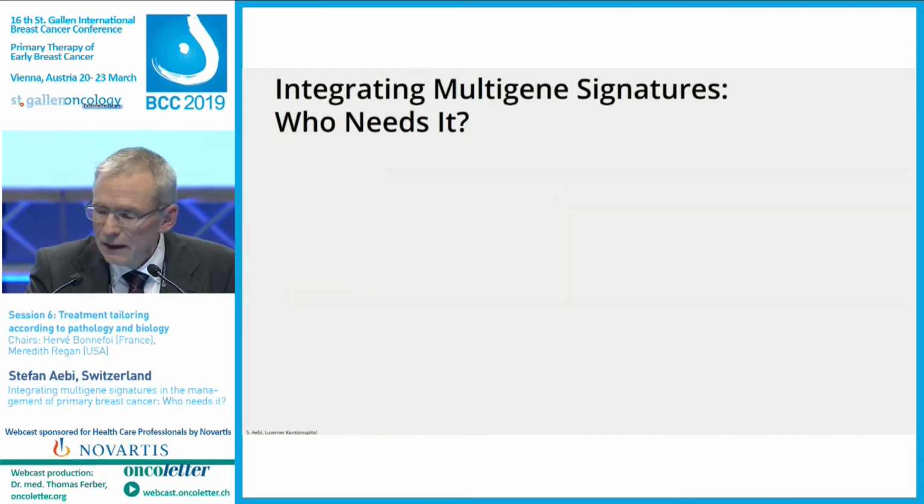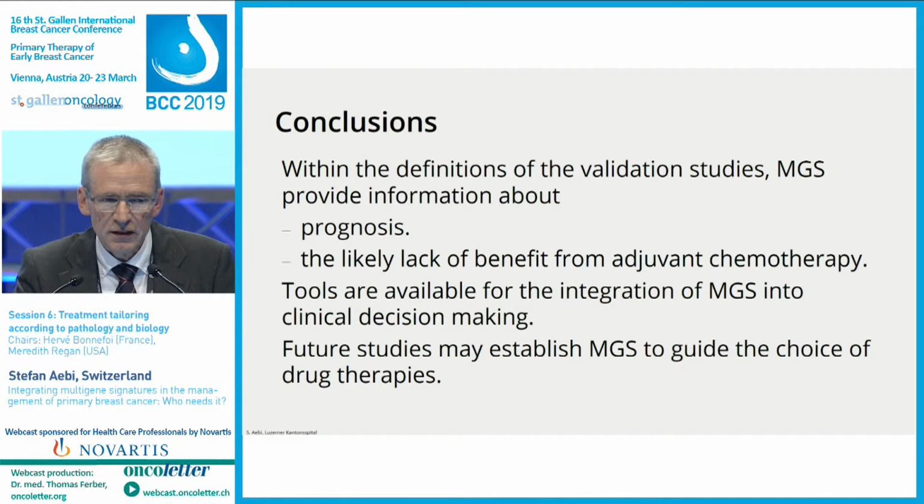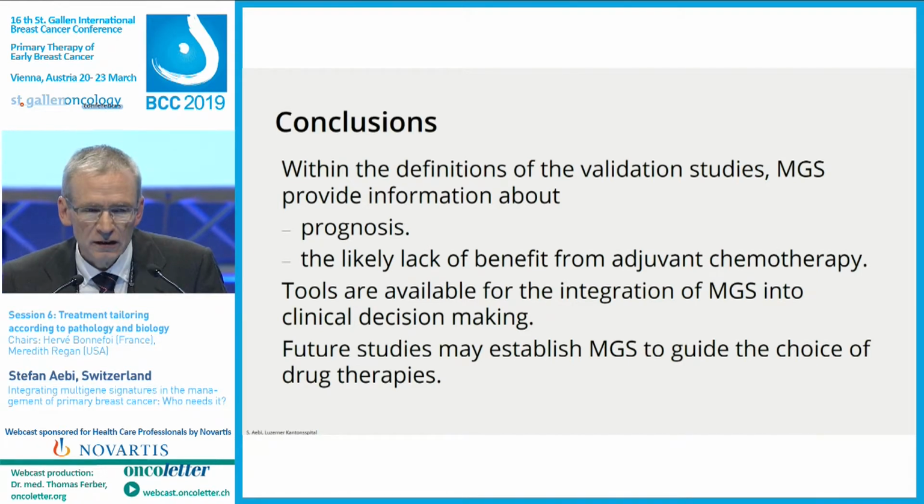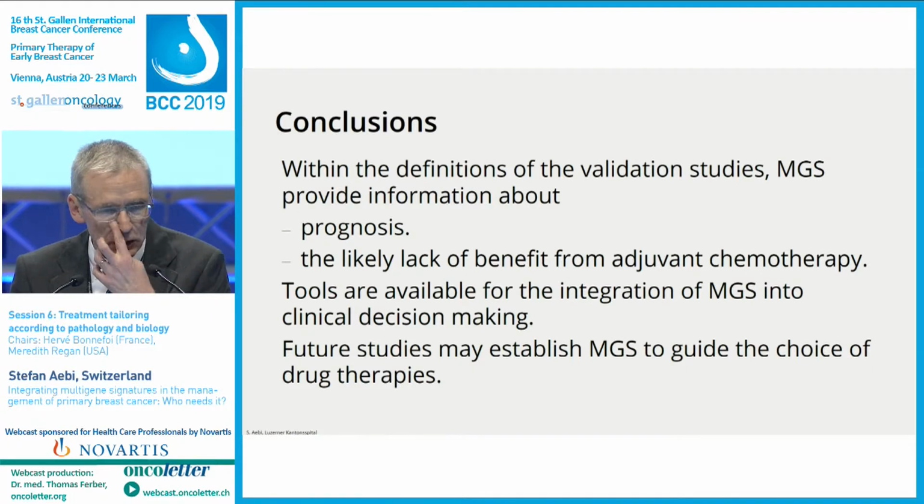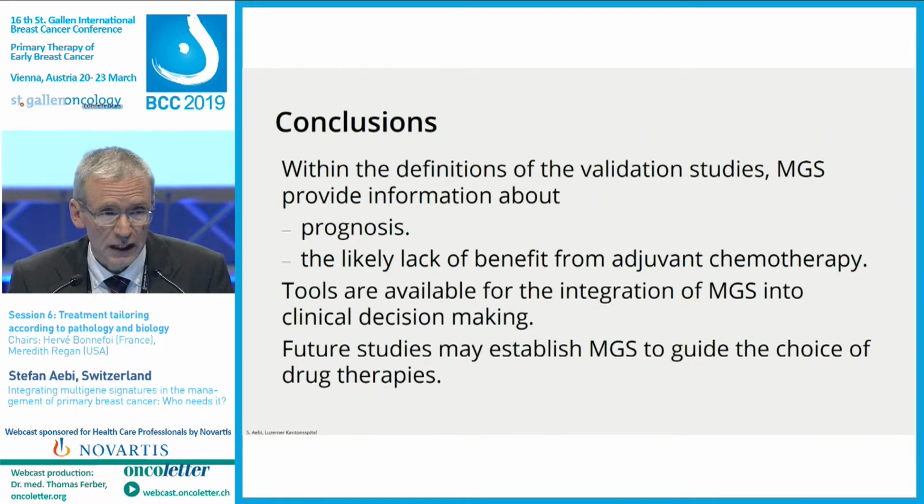So, as a summary, the conclusion is, within the definitions of the validation studies, multigene signatures do provide information about prognosis and the likely lack of benefit from adjuvant chemotherapy. Tools are available for the integration of MGS into clinical decision-making. Future studies may establish new MGS to guide the choice of drug therapies, which we don't have at the moment.